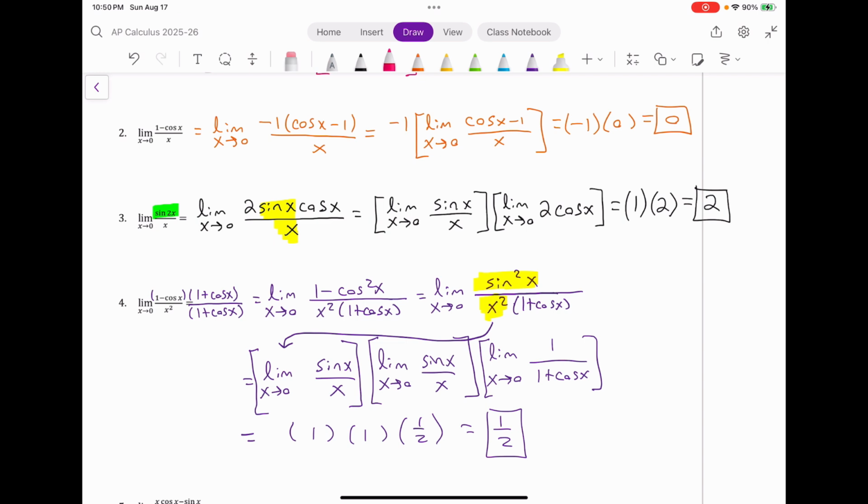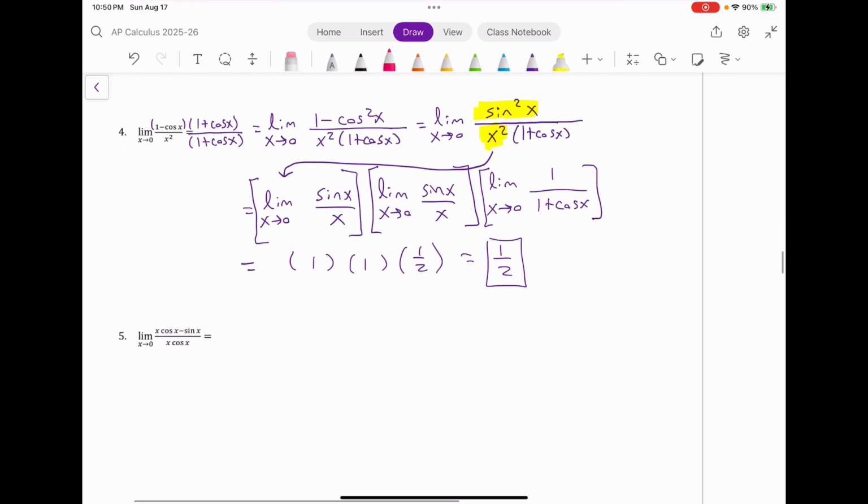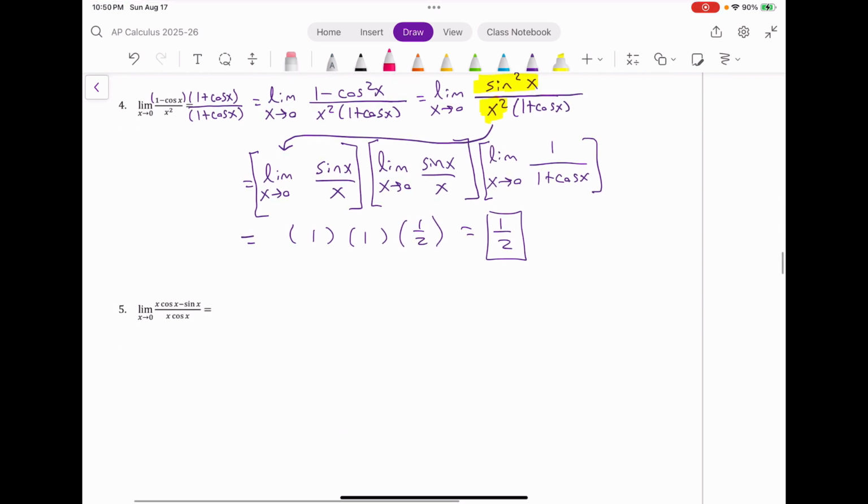Okay, last question for this page. We've got the limit as x approaches 0 for x cosine x minus sine x over x cosine x. What I see here is we can separate this into two fractions, because when I do that, what I have circled, that fraction, you can see cancels out to become 1. That makes our life a lot easier. So that's what we're going to do here. So we're going to separate it into two fractions.